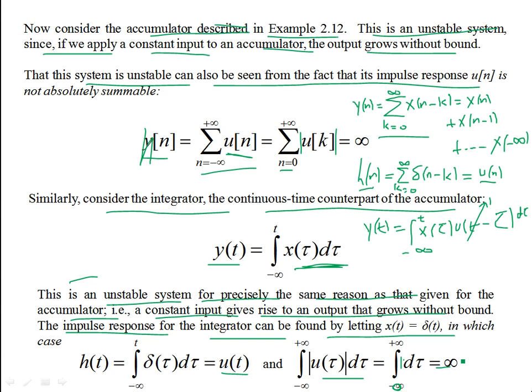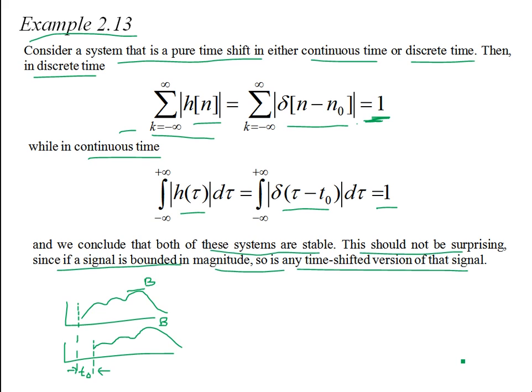So the accumulator system is an unstable system, whether it's a continuous time or a discrete time system, because its impulse response is u of t. It's neither summable nor integrable. But if a system is delaying a bounded input, then it is stable, because the output is still bounded by the same bound of the input, right?